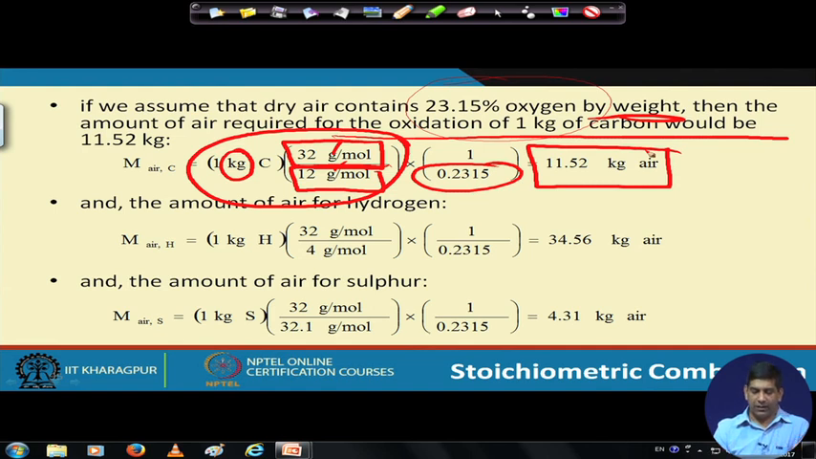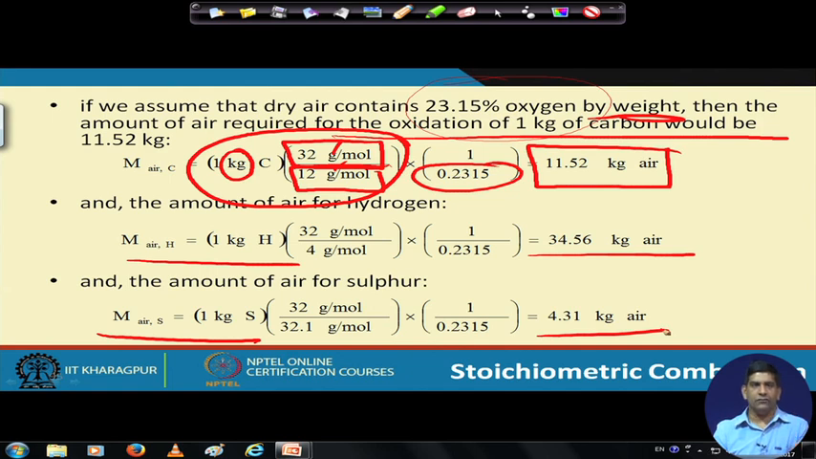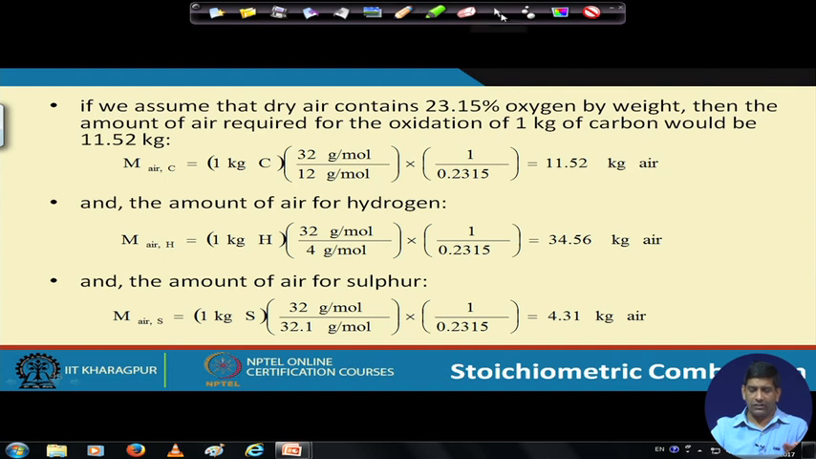Similarly, you can do it for hydrogen, you can do it for sulfur, and you can find out how much kg of air you require for 1 kg of carbon, 1 kg of hydrogen, 1 kg of sulfur. So if 1 kg of carbon requires 11.5 kg of air, for each one of them the number is higher on the air side. So we can do those calculations using the basic stoichiometric combustion equation.